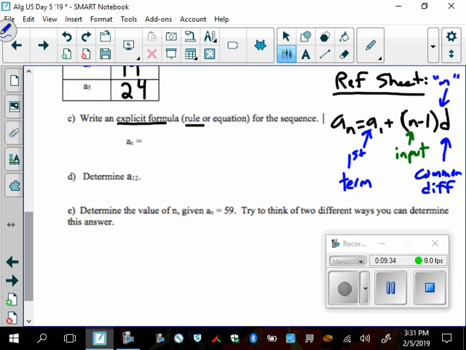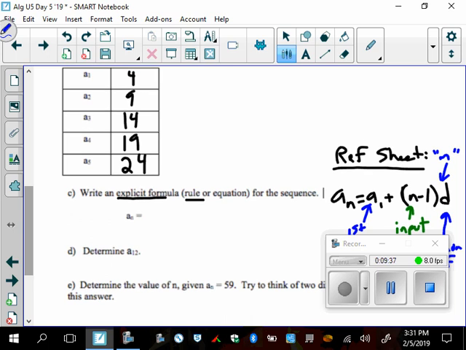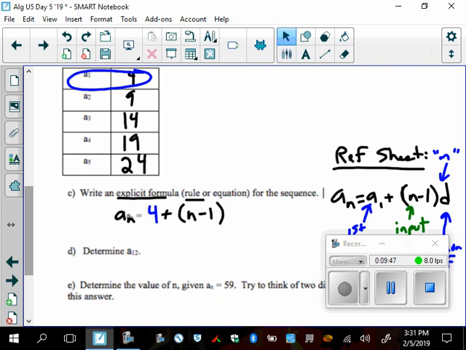All right. So if I look back at my formula, A1 was 4 plus, and this n minus 1 is always the same. Okay. And then my common difference was 5. And I'm not a huge fan that it's at the end of it. Like you could still distribute the 5 into those parentheses. We're just not used to seeing those.